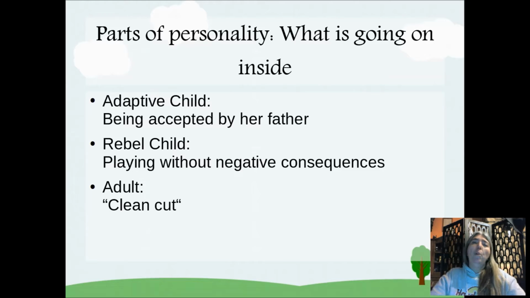So while we were working on this, it was important to find out what was going on inside of her. And we worked out different parts of personalities. They were quite based on the inner archetypes of the adaptive child and the rebel child, more the child part, because it had a lot to do with feelings than the grown-up or the parental parts. And so we had three parts coming up.